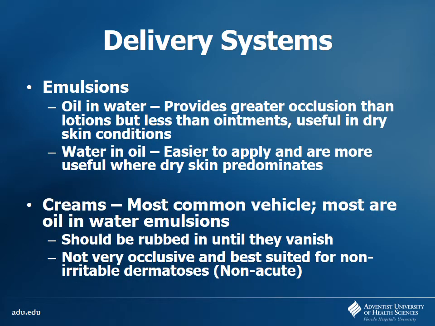Emulsions, you're going to find there's two main types we'll deal with. There's either oil and water, which means a little bit of oil and a lot of water, or water and oil, a little bit of water and a lot of oil. Basically, oil and water emulsions help with drug solubility and things like that. They typically provide better occlusion than lotions, but have less effect than you would see with an ointment. It's kind of the middle ground here.